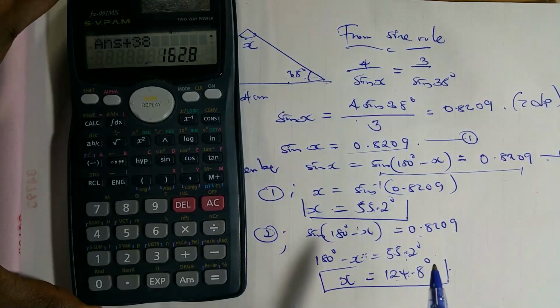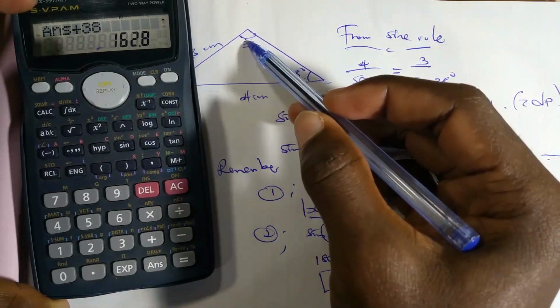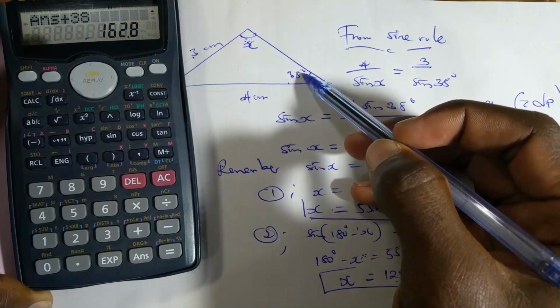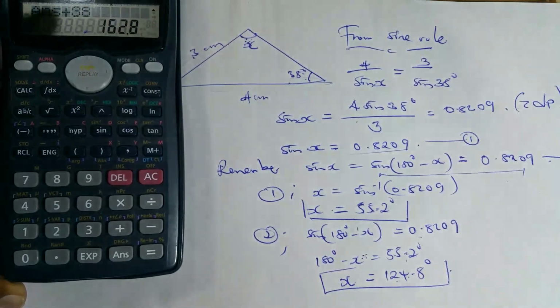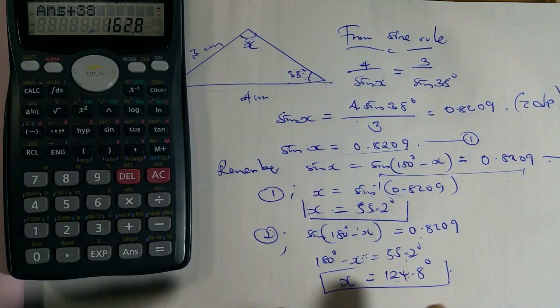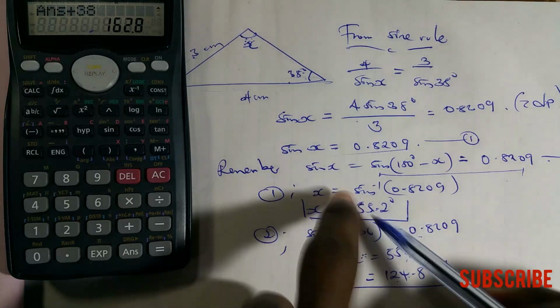We're going to have 162.8. I think even if this one is obtuse, we're still going to have 162.8, this plus that. That means we have room for this to add up to 180 degrees. That means that one can actually hold. So for this case, we are going to consider the obtuse angle as well. So we're going to have our x being that and that.